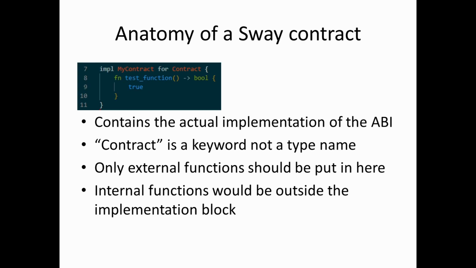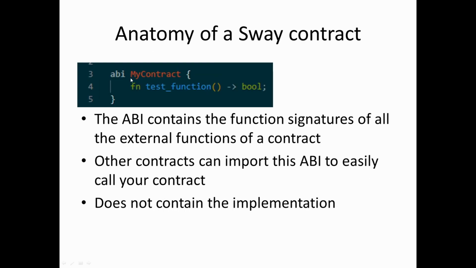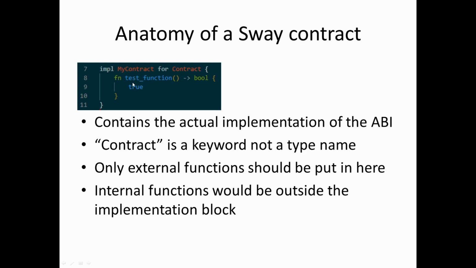The next part is the actual implementation of the ABI for the contract. Over here, this contract is a keyword. It is not a name of a type, unlike my contract. Over here you actually implement the test function or any other functions in the ABI, and here it is just returning a true value. In our contract we will have a little more implementation.